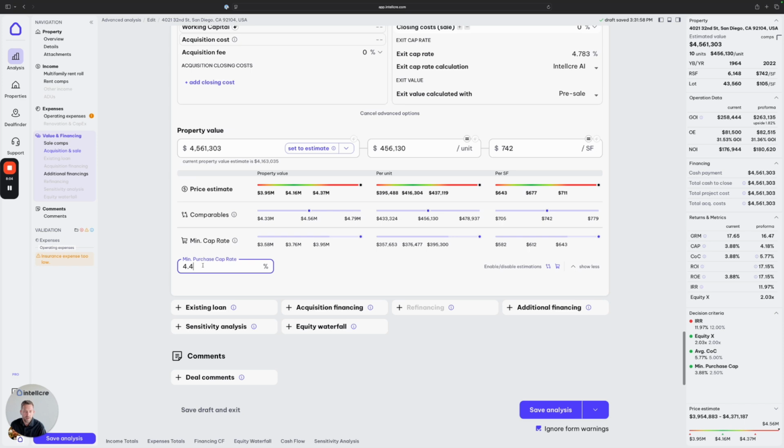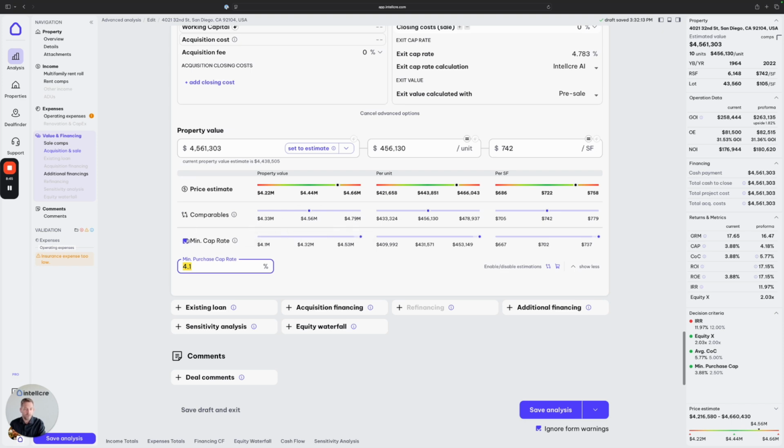So if the market cap rate in this market is 4.1, then given the operational data for this property that we have included in the income section, in the expense section, now there's an NOI, there's a pro forma NOI, and these numbers are being used together with some sort of minimal cap rate for us that we want to see at this deal in order to generate the price for this deal. So we're between 4.1 and 4.5. Right, the comps are telling us that we should be between 4.3 and 4.7.